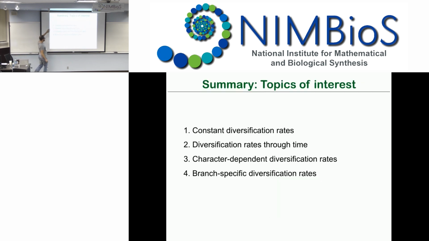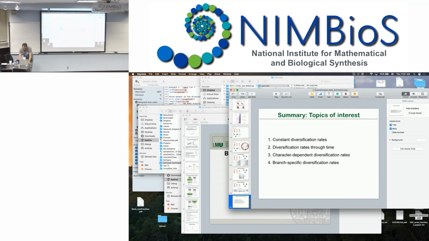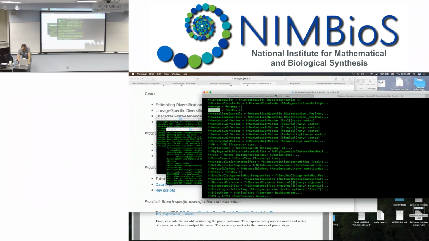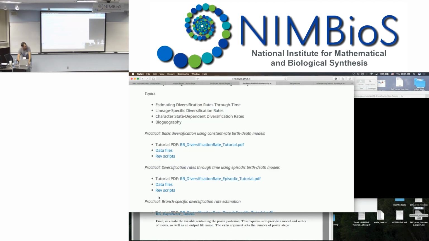So in summary, what I talked about now is that we have these four different types of processes in RevBayes for the tutorials: the constant diversification rates, which was the tutorial that you just finished, diversification rates through time, the character-dependent diversification rates, and branch or lineage-specific diversification rates. For the tutorials that we have, I think you should just try to go through them as far as you get before lunch, before we take the picture.